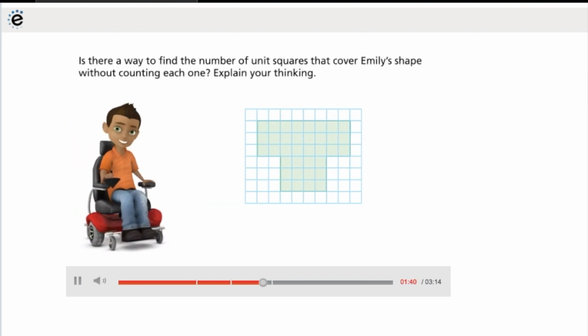Is there a way to find the number of unit squares that cover Emily's shape without counting each one? Explain your thinking. So one way you can find the area is if you looked when I was making those squares, each little square is kind of like an array. So what you could do is break these into smaller arrays, find out what the total is, and add them. That's one way that I thought of.